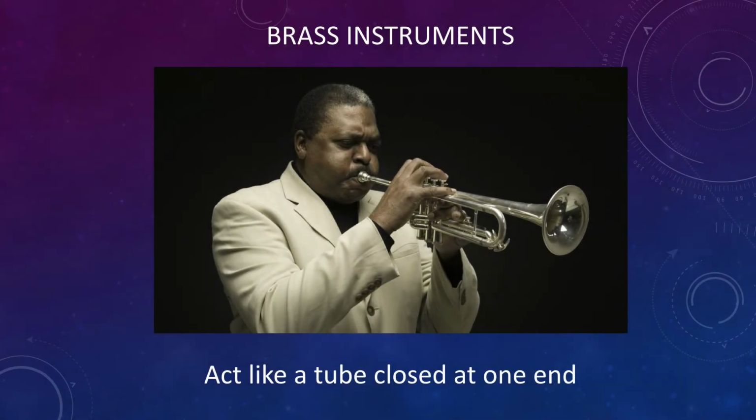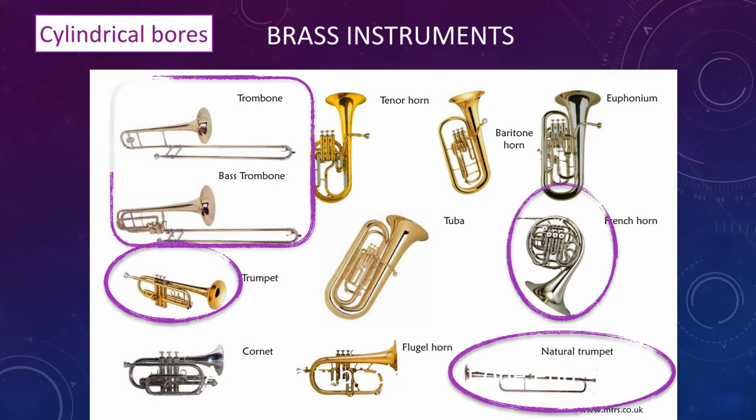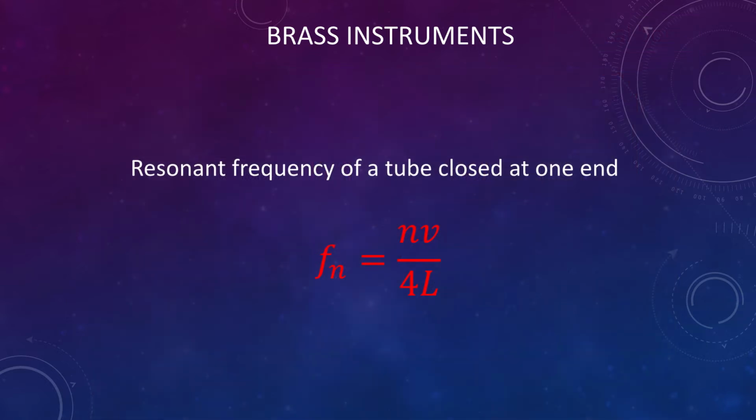Brass instruments are essentially tubes closed at one end. The lips make the closed end. Trumpets, French horns, and trombones have cylindrical bores, or tubing. Flugelhorns, baritones, and tubas have conical bores. As you learned in Module 4, the resonant frequency of any harmonic for a tube closed at one end is F equals NV over 4L.